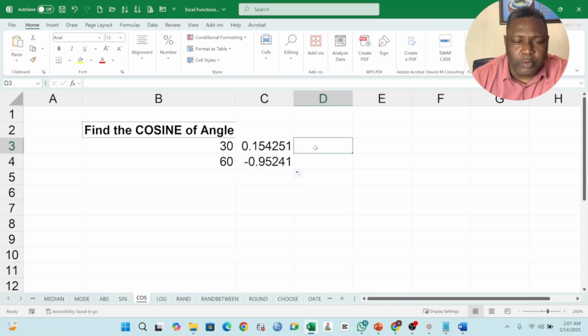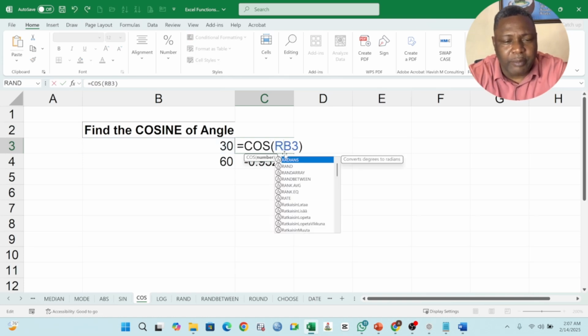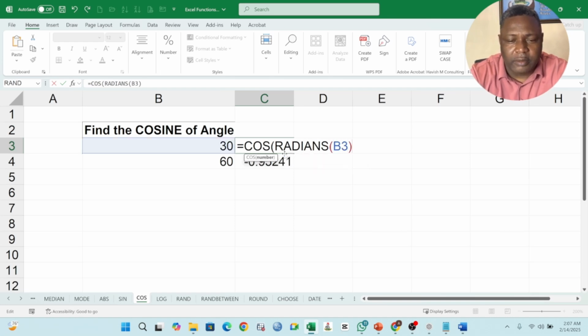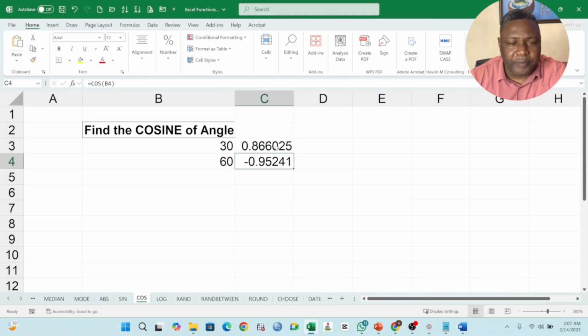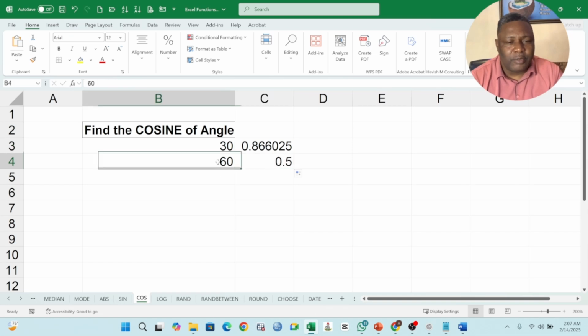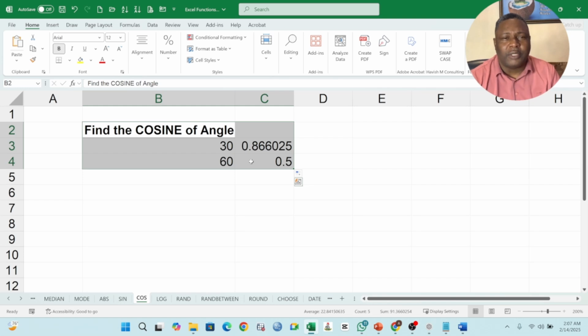So you will pick these values and then put radians. So what you have is the cosine of the radians of that value. Okay? So by the time you bring it down, you will see that cosine 60 is 0.5, cosine 30 is 0.86. So this is how to calculate the cosine of an angle.